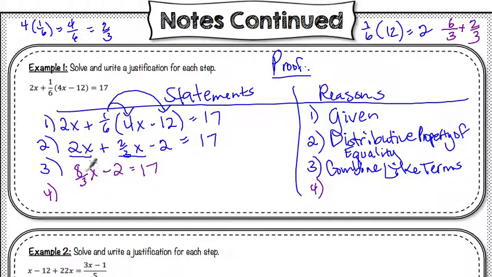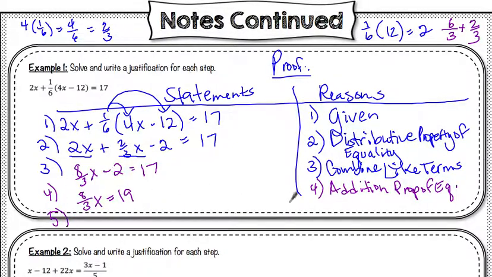Okay, now I have this minus 2. I'm going to add 2 to both sides of this equation. If I add 2 to the left side, the negative 2 cancels out, it disappears. I have 8/3 x equals 17 plus 2 is 19. So I added to both sides. This is the addition property of equality.